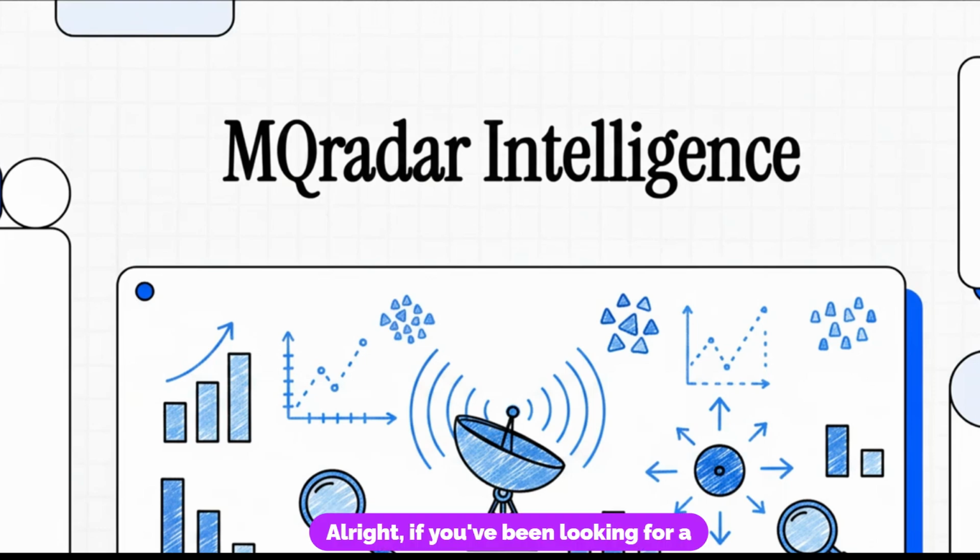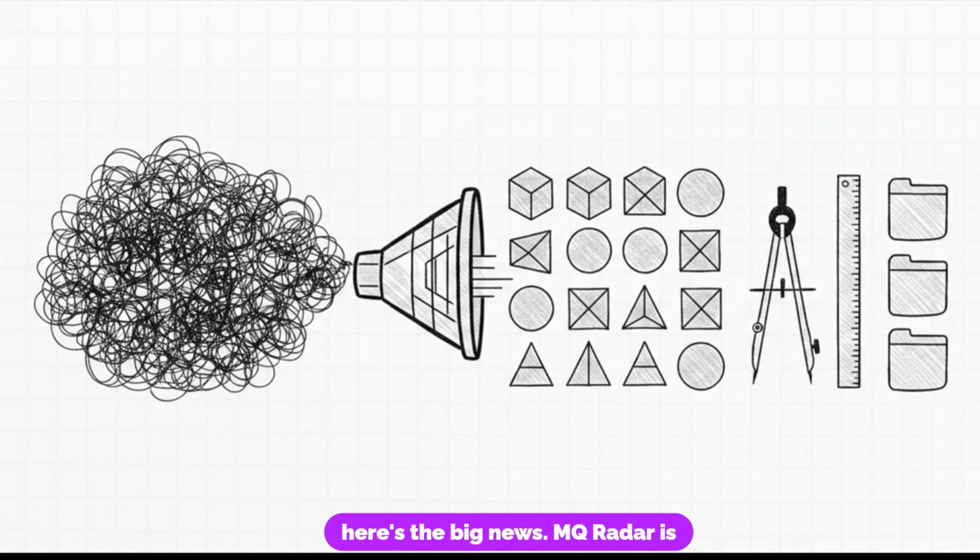All right, if you've been looking for a truly premium, data-driven way to completely decode the markets, well, your wait is over. In this explainer, we're unpacking a brand new standard in structured market intelligence. And here's the big news. MQradar is online today. It's an entirely new way to take all that complex, noisy market data we deal with and turn it into structured, explainable intelligence. Everything you're going to see here is versioned, fully transparent, and strictly measurable.